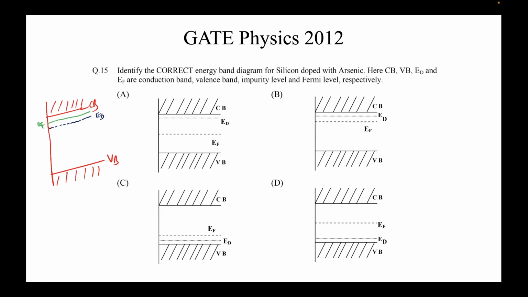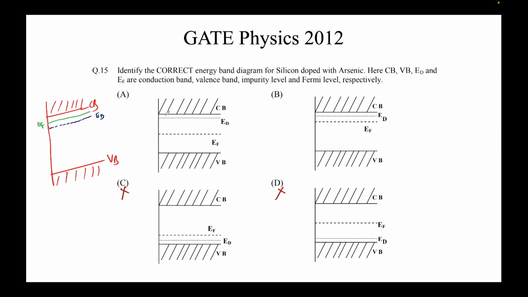We know that Ed should be somewhere close to the conduction band. Ed is close to the conduction band, yes, this is correct. Ed is close to the conduction band, yes, this is correct. Now Ed here is very close to the valence band, so this cannot be the answer. Similarly, Ed is close to the valence band, this cannot be the answer. So only one of these two options could be correct. And we also know that Ef should lie somewhere between Ed and the conduction band. Okay. But if you notice, in none of the options is this the case.